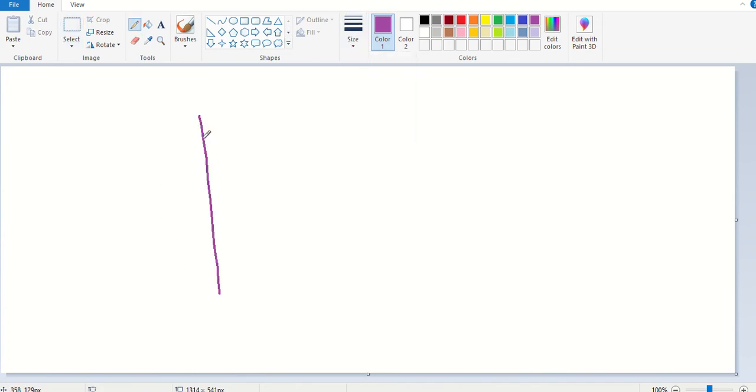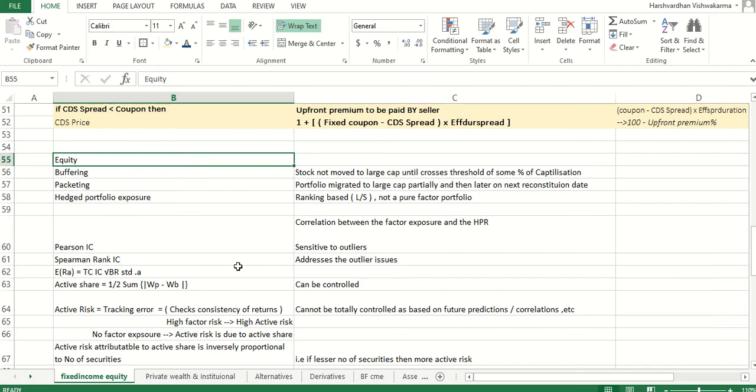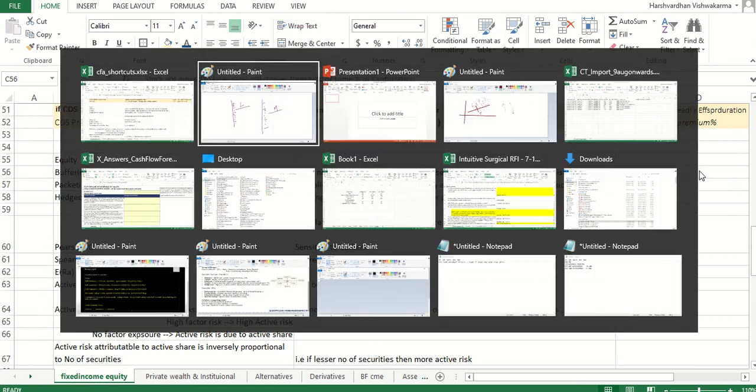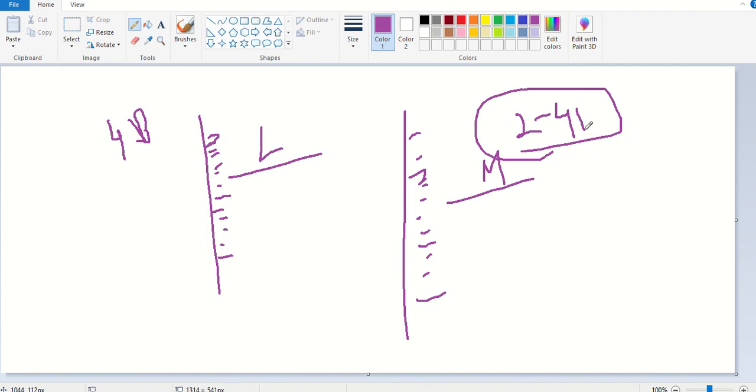Suppose you have an index of 500 stocks. This could be the large cap index, and then there could be an index of 2000 stocks, and this could be the mid cap index. Now there are two ways a stock can move from one index to another, which are buffering and packaging. Suppose this is an index of all companies with more than 4 billion of market cap, and this is an index of all companies from 2 billion to 4 billion, just as a hypothetical example.